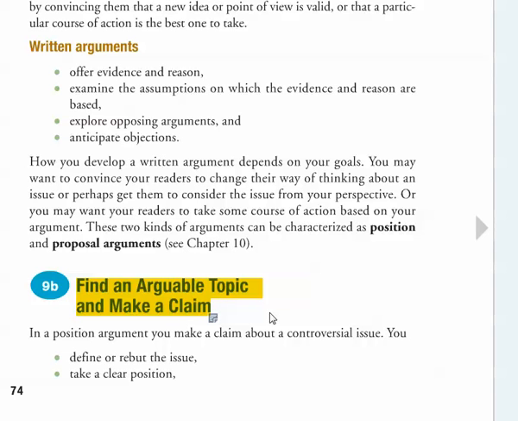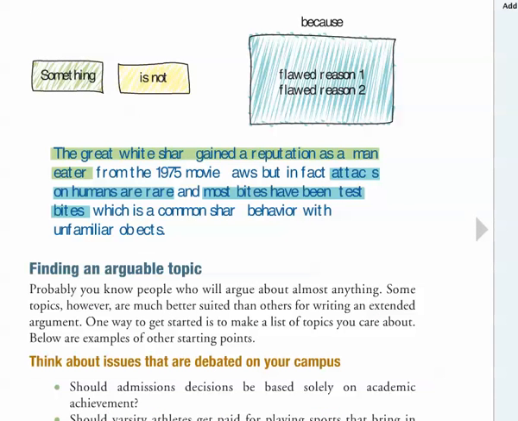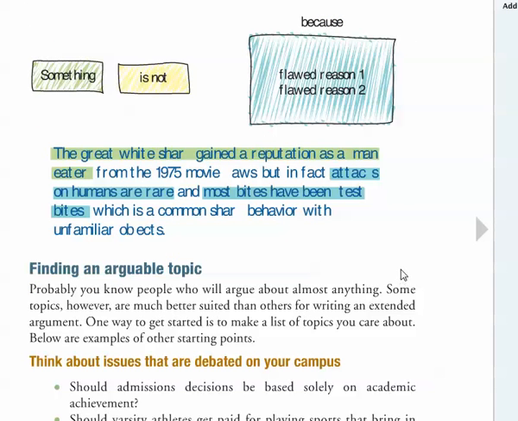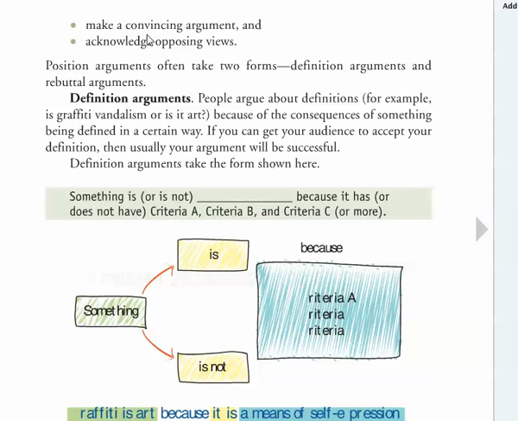So you want to take your best topic from the informative paper, and in this particular paper you want to define or rebut an issue, take a clear position, make a convincing argument and acknowledge opposing views. So the position arguments often take two forms, the definition argument and the rebuttal.